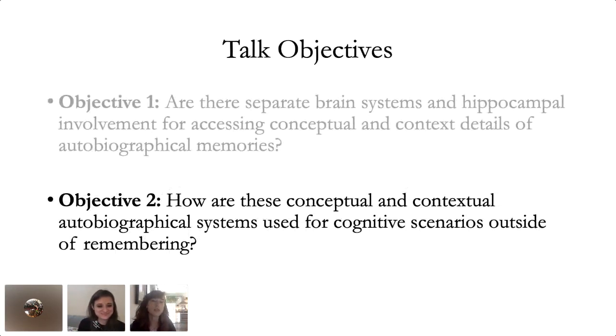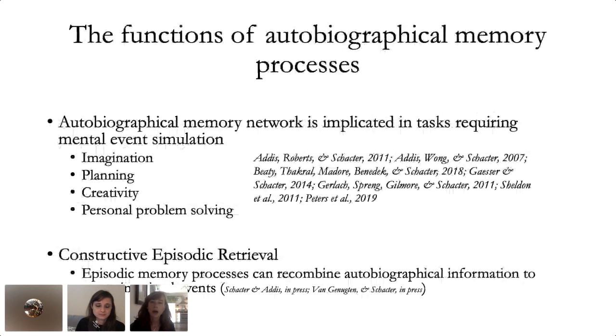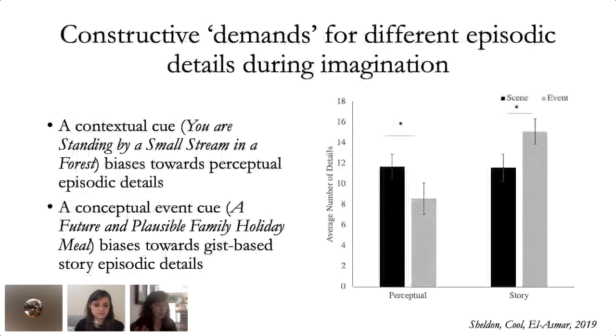Okay, so the second question I just want to touch on is how these apply to cognitive scenarios outside the domain of remembering. Dan Schacter illustrated very nicely in his talk that there's clear overlap between the core network that supports autobiographical retrieval and several other tasks that require mentally simulating contextual events. So again, the idea is we can flexibly recombine autobiographical information or content to construct imagined scenarios. So we want to see how this applies to our conceptual and contextual systems. And we have some behavioral support that you can shift access to conceptual and contextual details differently for imagined events, just like for remembering.